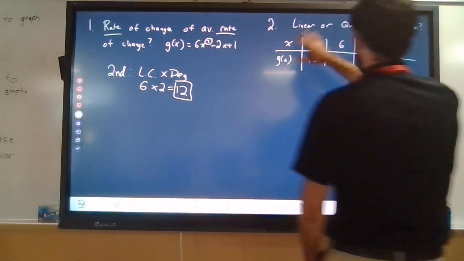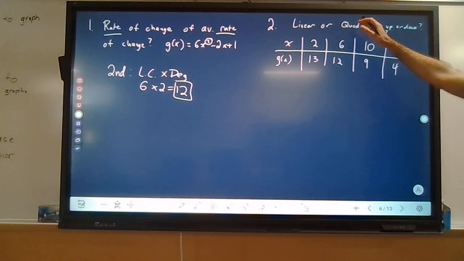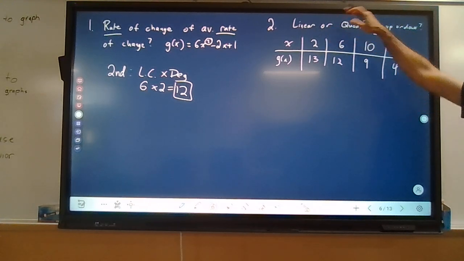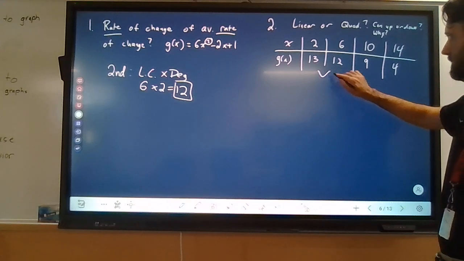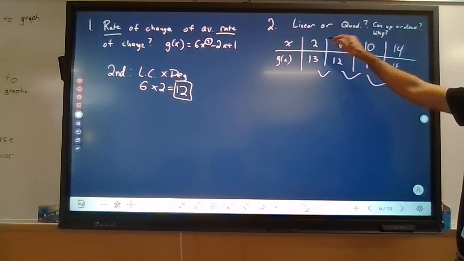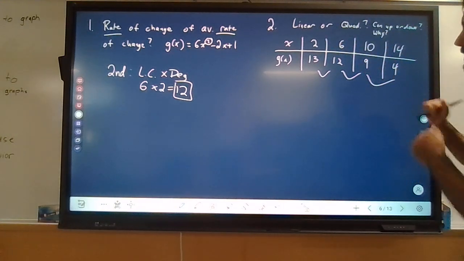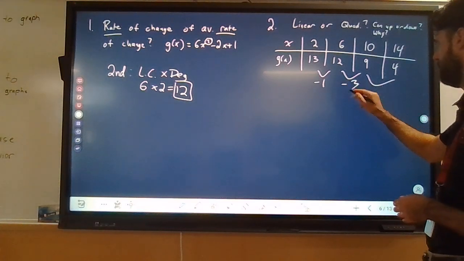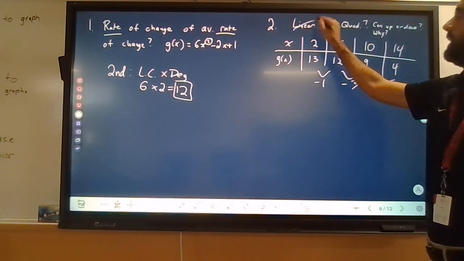Number two, we're given a table of values. We have to answer whether it's linear or quadratic. If it's quadratic, is it concave up or down? And why is it linear? Why is it quadratic? And why is it concave up or down? So let's start with this. To see if it's linear, we take successive differences. All we have to look at are the y's because the x's are all equally spaced. So as long as they're all plus the same number, then we're good. So let's see, the g of x values go down by 1, and then down by 3, and then down by 5. If these were all the same, it would be linear, but it's not linear.